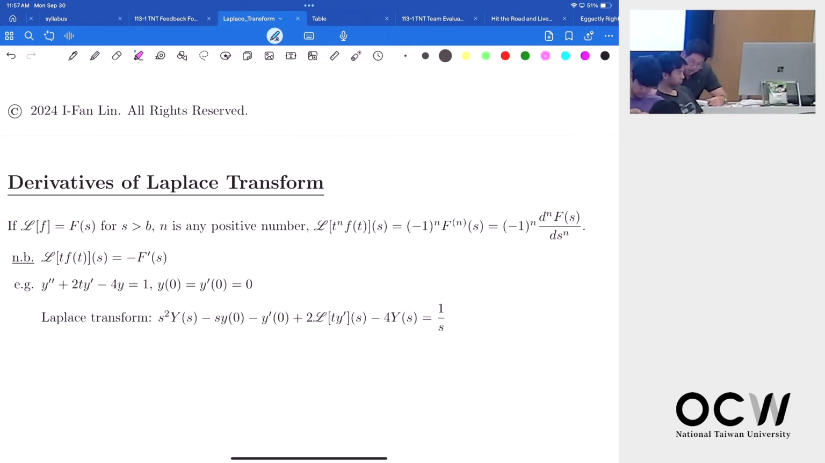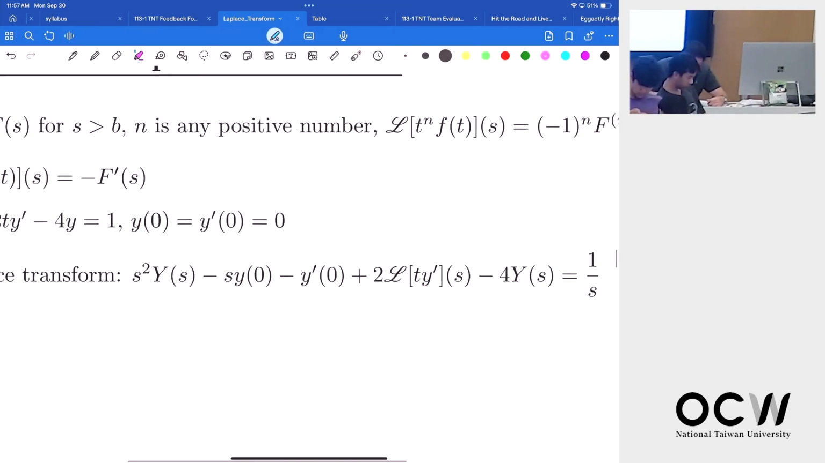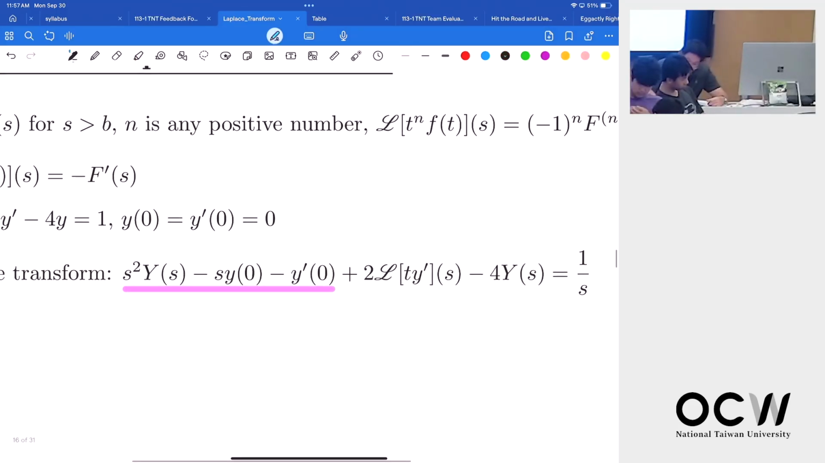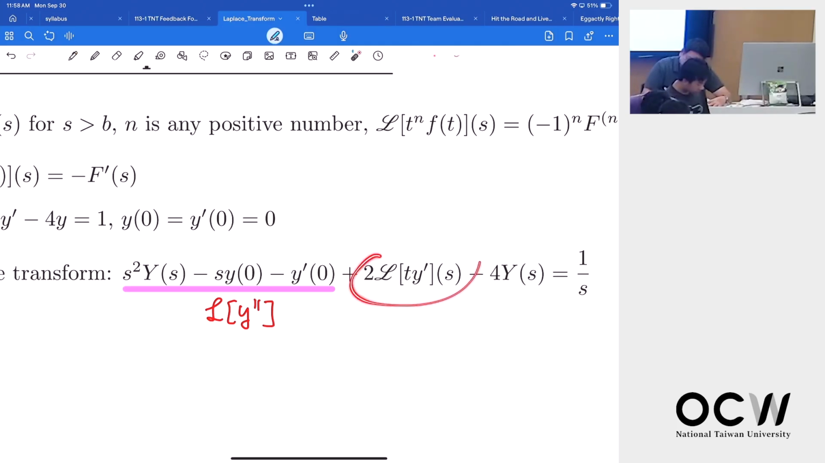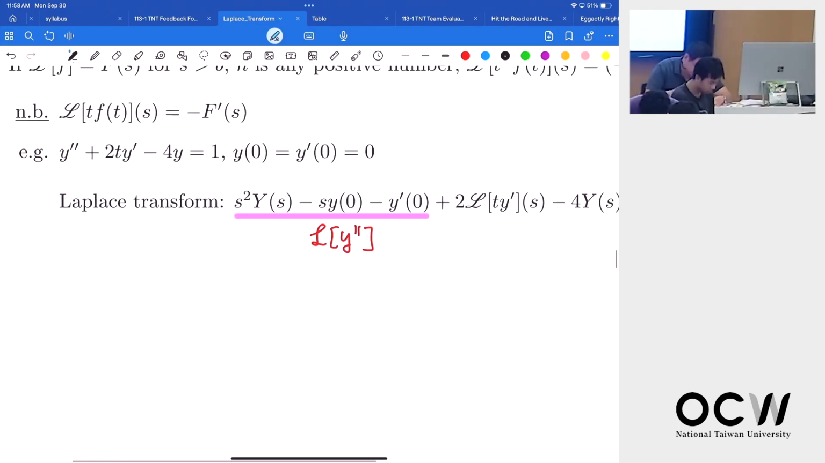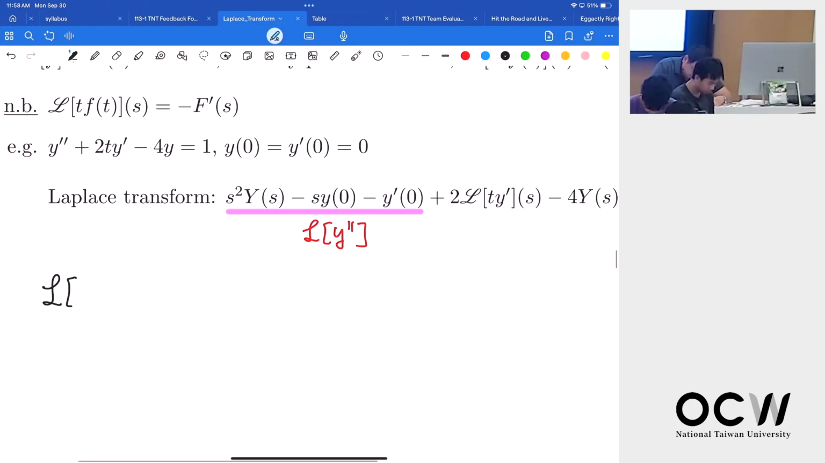So again, that you need to remember, this is the Laplace transform of y double prime. Okay. Let's deal with the second term. I have t times y prime. Laplace transform of t y prime of t.